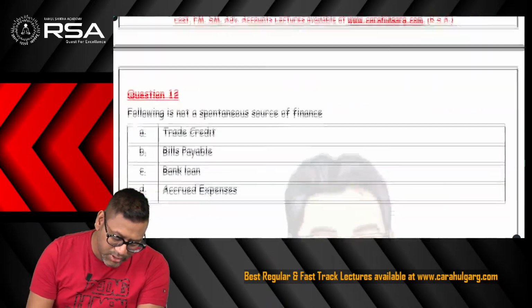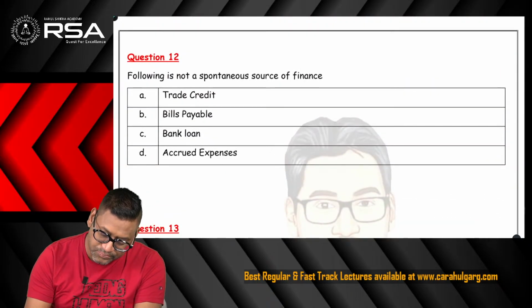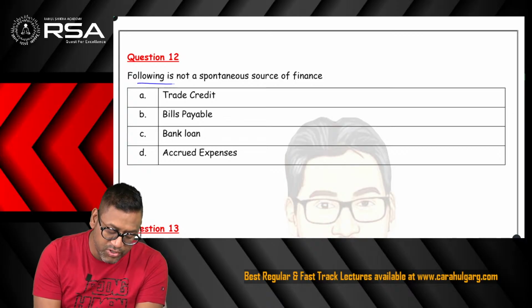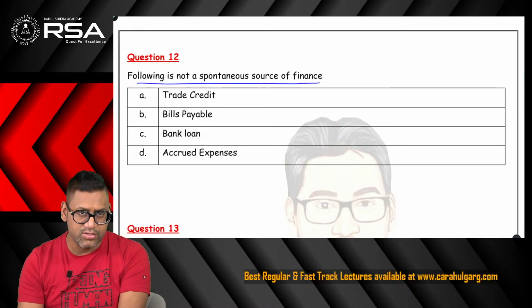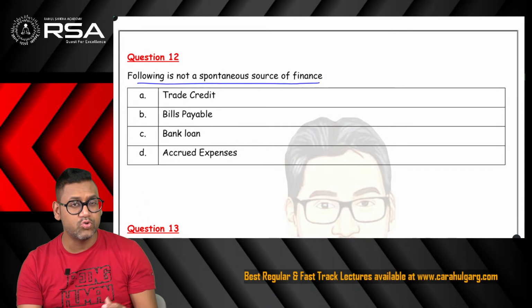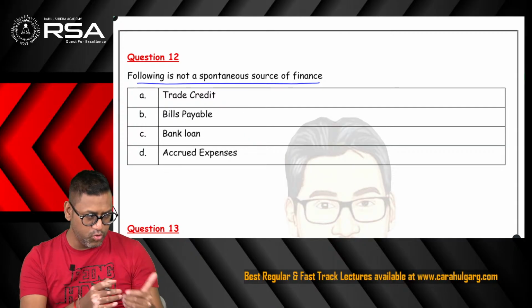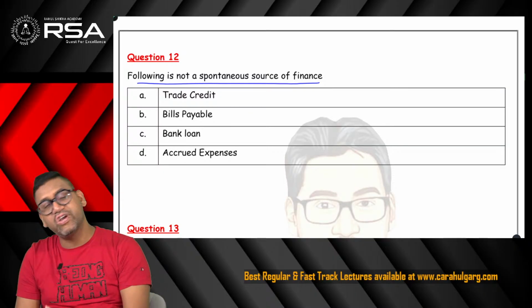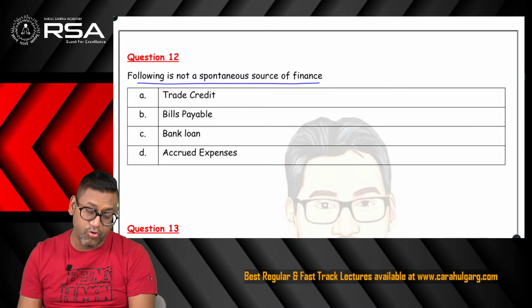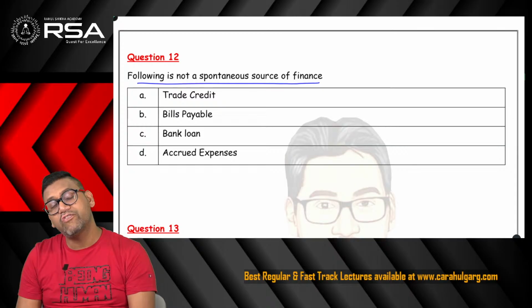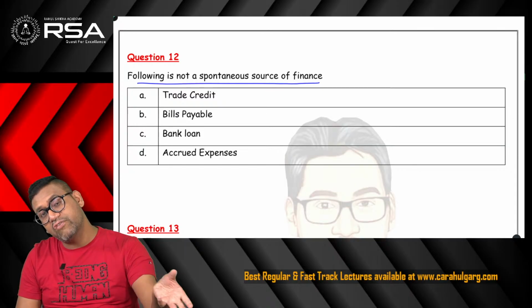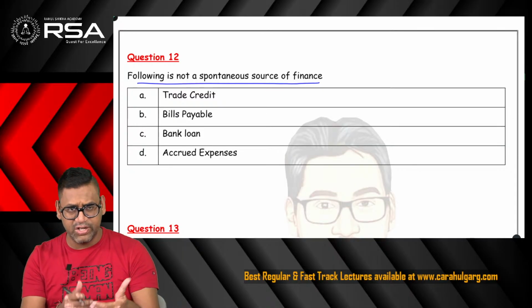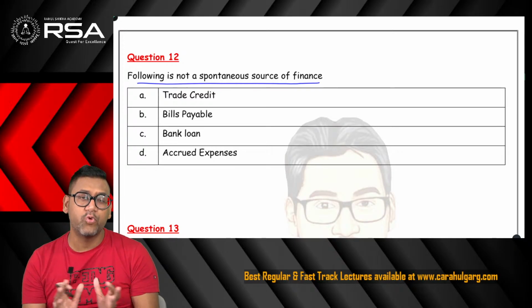Come on. Next question, question number 12. It says, following is not a spontaneous source of finance. Some sources of finance are spontaneous, meaning when you do a business transaction, it becomes your source of finance. But there are certain sources of finance which are not spontaneous. For example, if I want to take a loan from the bank, I have to go to the bank and avail the loan. And this whole procedure obviously will take a certain period of time. So that's not a spontaneous source of finance.